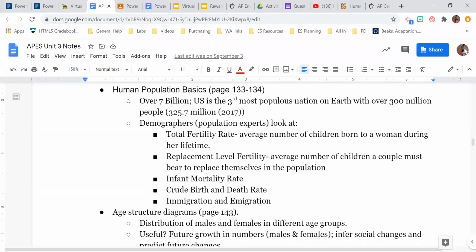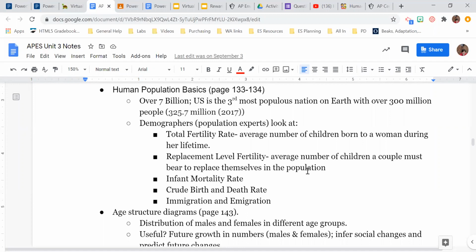Total population size of the world is over 7 billion. The US is the 3rd most populous nation right now with over 300 million. We've got about 330-ish. It was 325 in 2017. But we've had a little bit more increase since then. Demographers are people who are basically population experts, and they look at a couple different things.